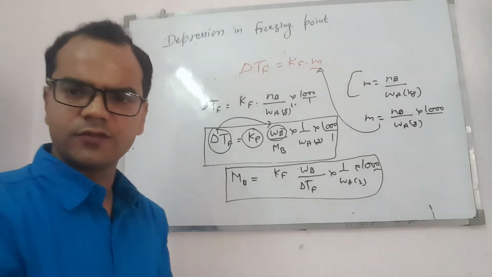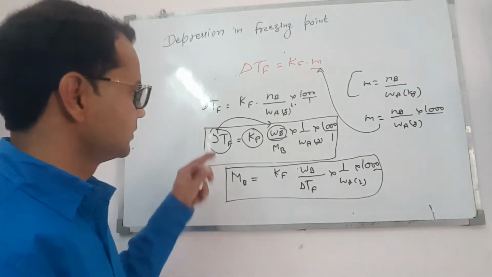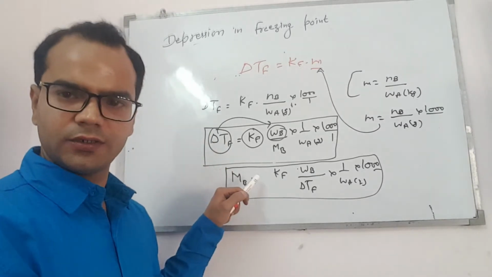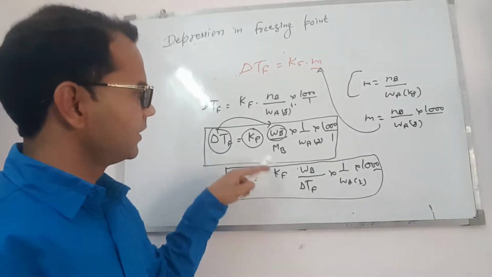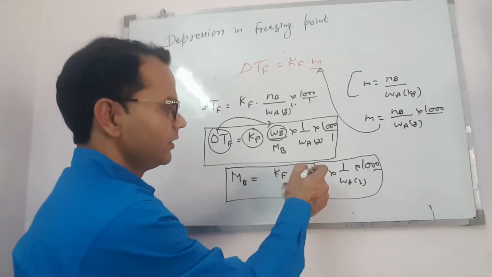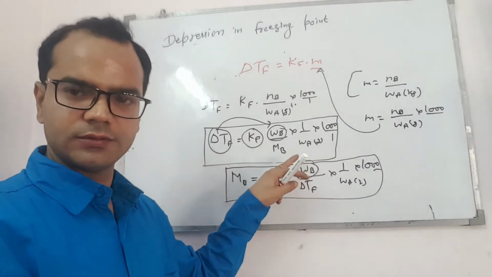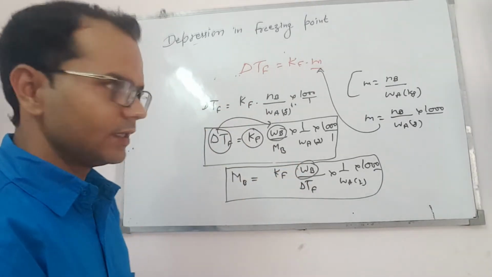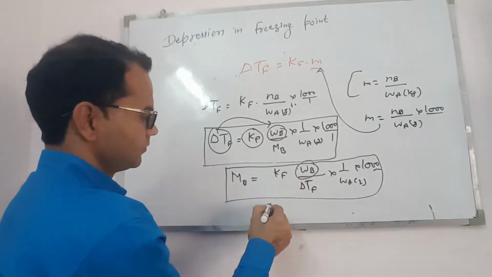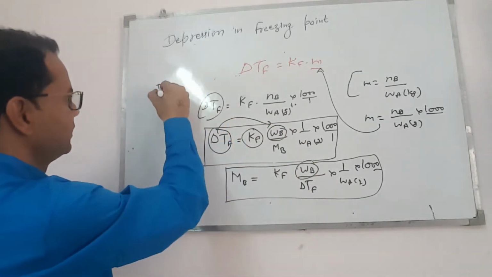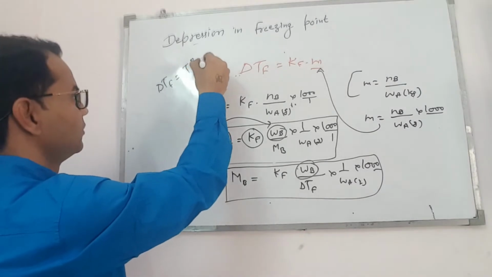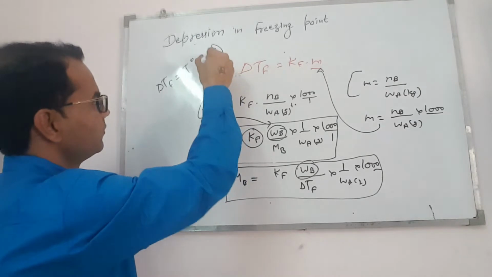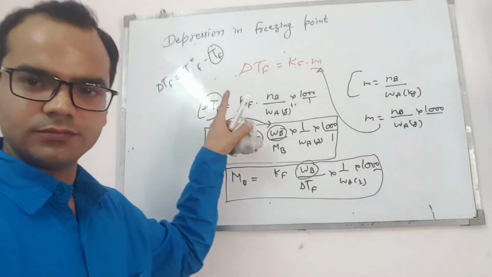Again, 4 varieties of numerical can be asked by examiner. First, find the depressed temperature. Second, molecular mass of unknown solute. Third, if solute is known, then we can find out the WB also, weight of solute. Fourth, we can find out the freezing point of a solution. As we concluded, delta TF equal to T naught F minus TF. We can also find out the freezing point of a solution.